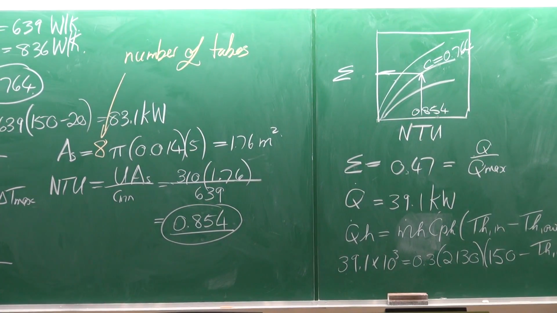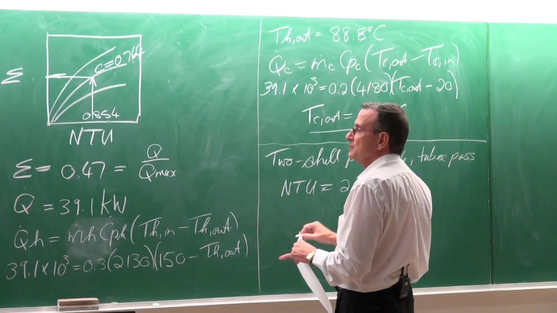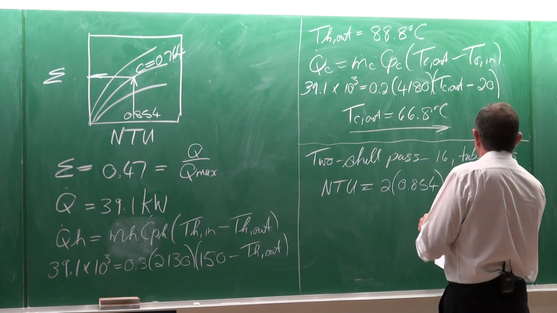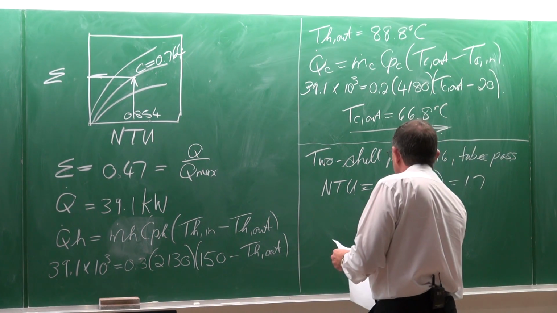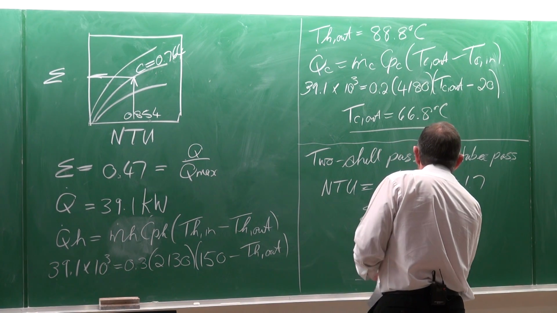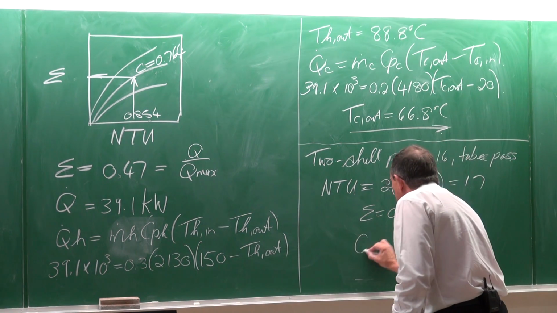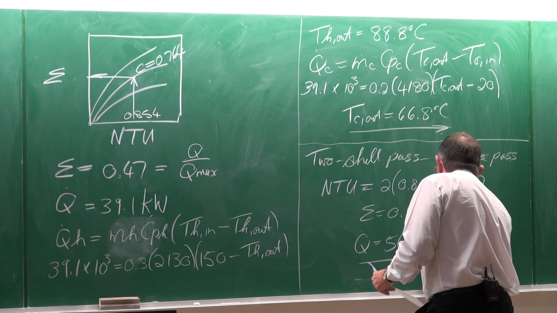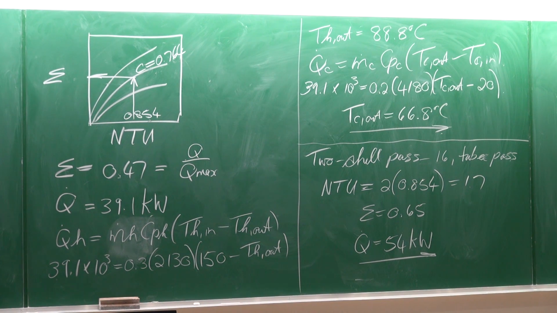So the surface area increases to 2 times 0.854, which is equal to 1.7. If you now get the effectiveness, it will increase to 65%, and the heat transfer rate would improve to 54 kilowatts. By just making a small modification, and that would increase actually the heat transfer rate by almost 40%.